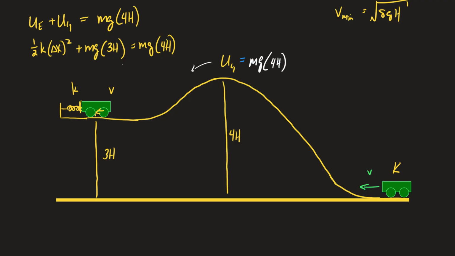All good so far? All right. Still the same work we did a minute ago, so I'm going to subtract this from both sides and get 1/2 k delta x squared equals mgh. Multiply by 2, divide by k. Is that good? And then take the square root.